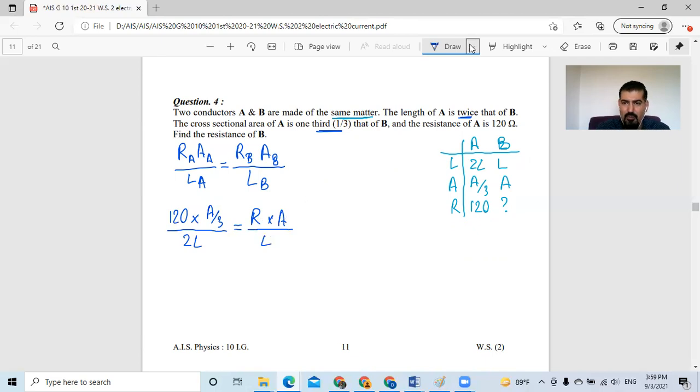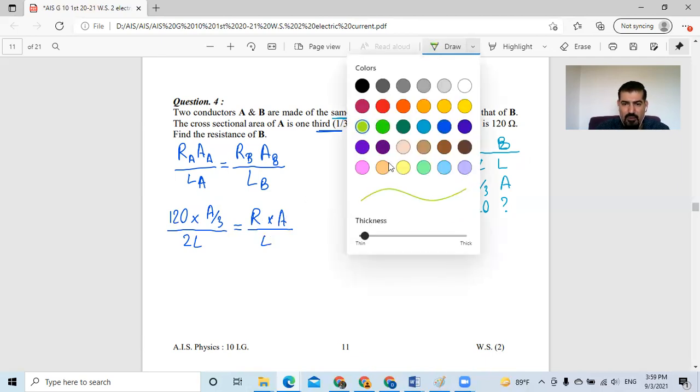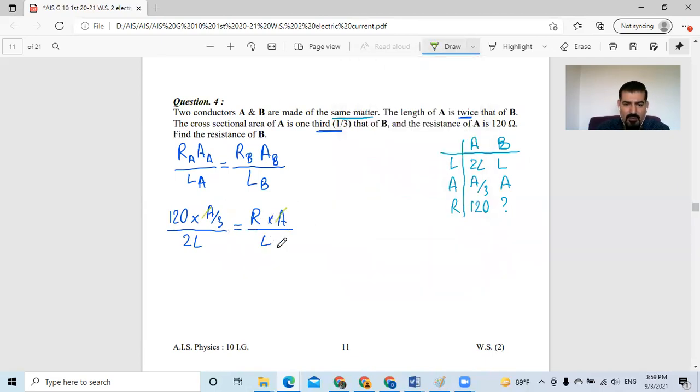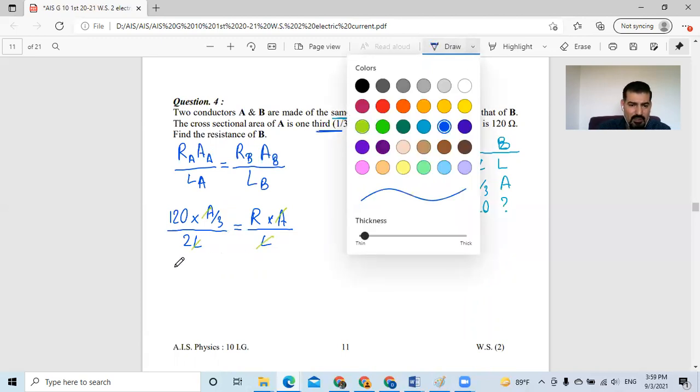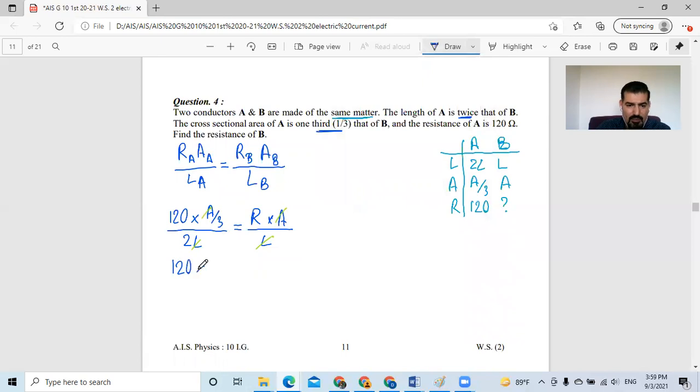Now we can do cancellation. We can cancel A with A and L with L. What's left here is 120 multiplied by 1 over 3, meaning divided by 3, multiplied by 2, equals R. So the resistance R, if you use a calculator, is 120 divided by 6, which is 20 ohms.